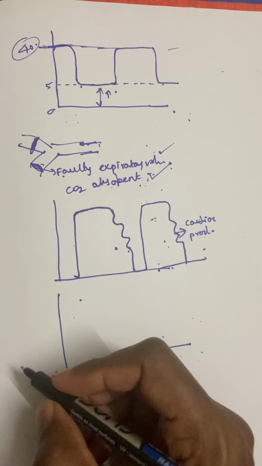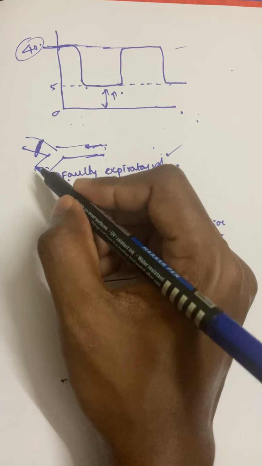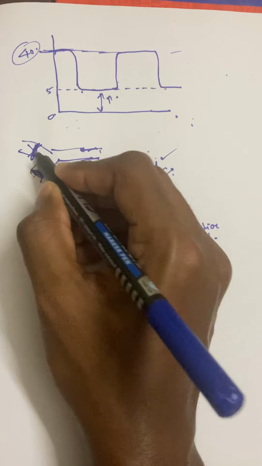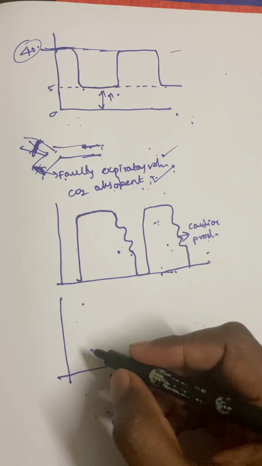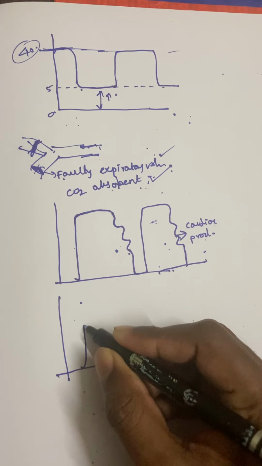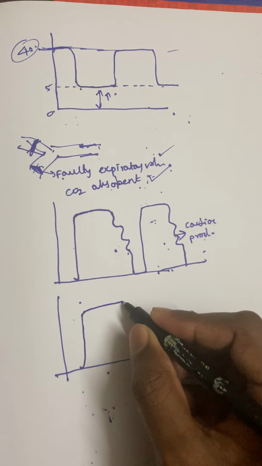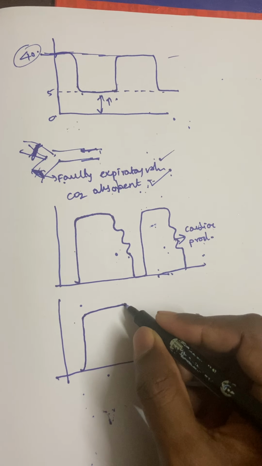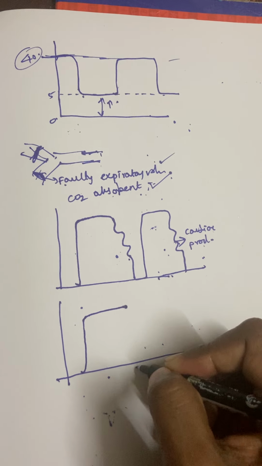The next type of waveform is with a faulty inspiratory valve; I have already spoken about the expiratory valve. Suppose you have a faulty inspiratory valve: the expiratory part, the initial phase 1 and phase 2, will be normal, but during phase 3 it will not come back readily to the baseline.